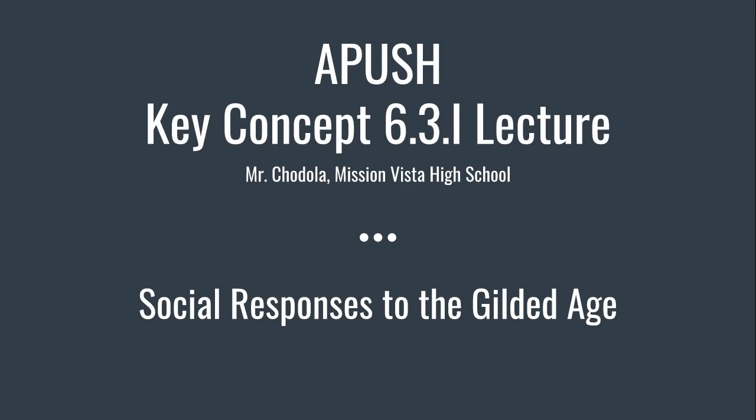We're reaching the end of historical period number 6. We've got key concept 6.3.1 today, social responses to the Gilded Age. So, we've looked at a lot of what industrialization has looked like, what urbanization has been like, what immigration has been like. All this is really occurring within this age that you could call the Industrial Age.